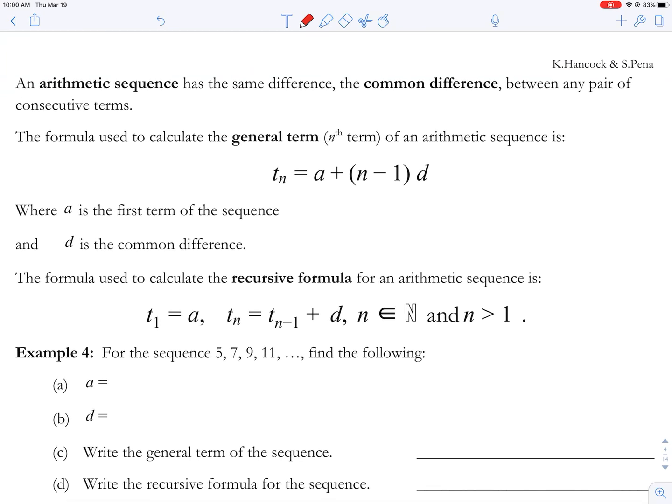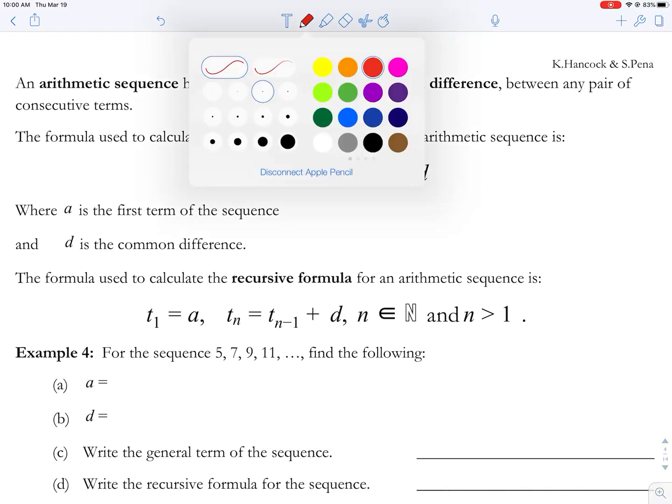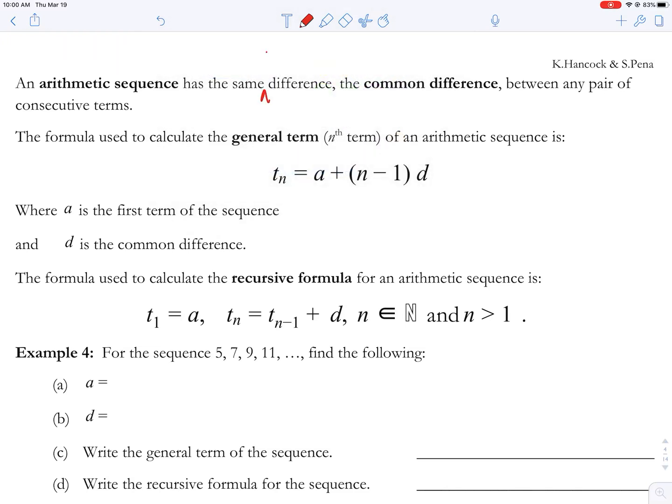Okay. Now we're going to talk about specifically arithmetic sequences. So an arithmetic sequence is one that has the same first difference, or the common difference, between any pair of consecutive terms. So consecutive means one after the other.